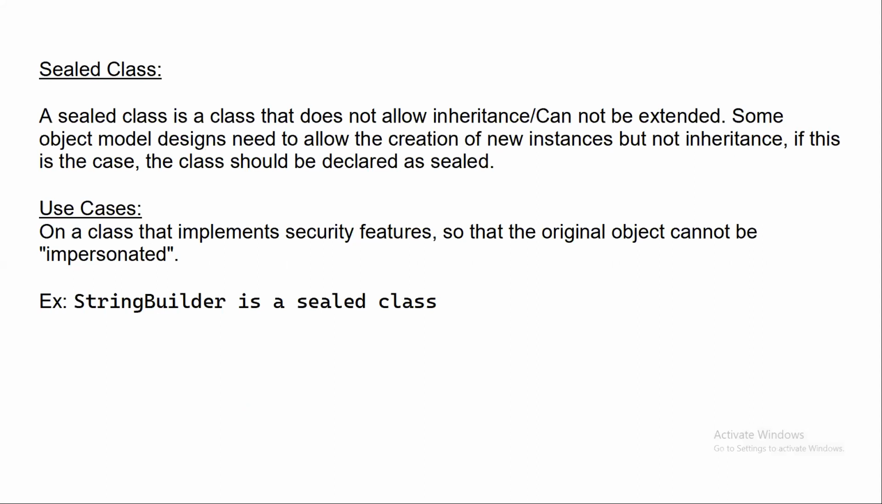Okay, so sealed class. A sealed class means it doesn't allow inheritance; it cannot be extended. When you try to inherit a sealed class, it will give an error, same as previously, when you defined a private variable and tried to use it in another class, it was throwing an error, right?